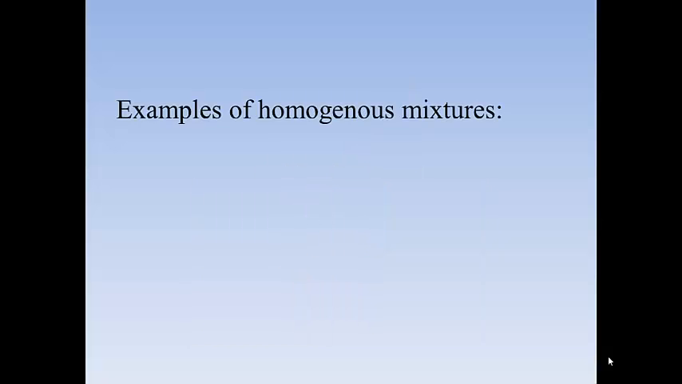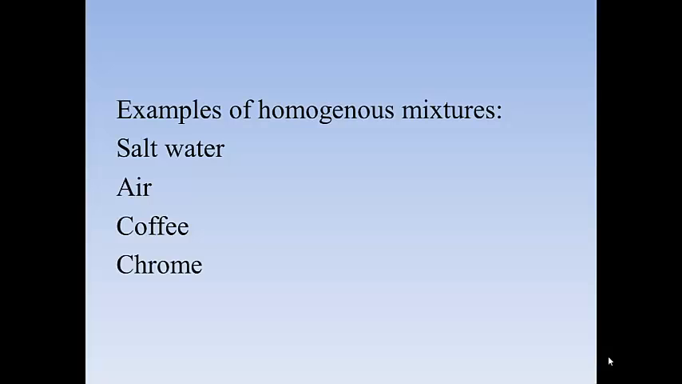Examples that you may know of homogeneous mixtures: salt water, air. If you walk around the school, the composition of the air is the same everywhere you go. 79% nitrogen, 21% oxygen, 1% everything else. Coffee is a homogeneous mixture. Chrome is a solid, but it's still a mixture, and it is also a homogeneous mixture. Every sample of chrome that you get is going to be the same as every other from that lot. White gold in jewelry is a mixture of gold and platinum, and once you mix it all up, it is a homogeneous mixture, but you can vary the percentage of gold and platinum.